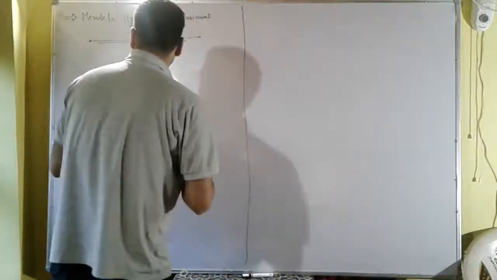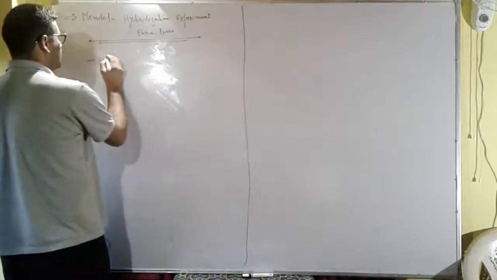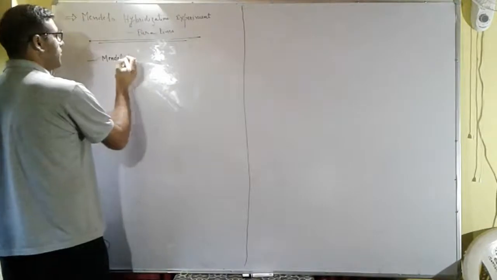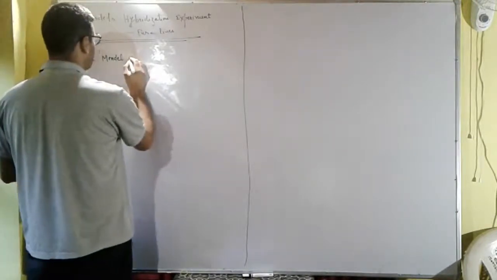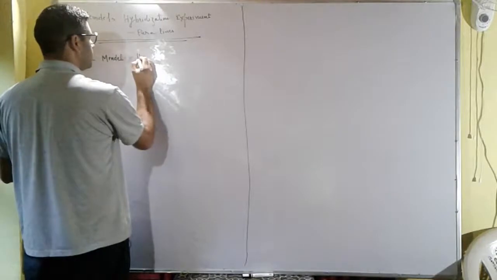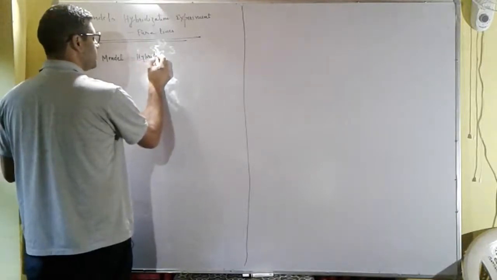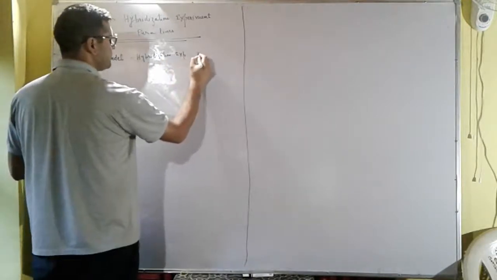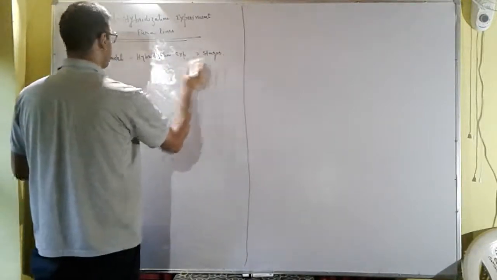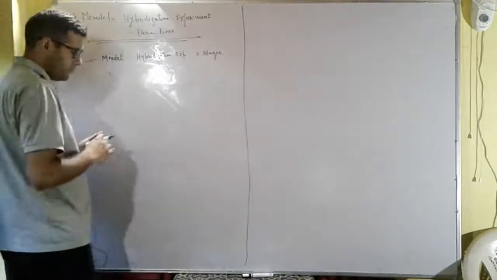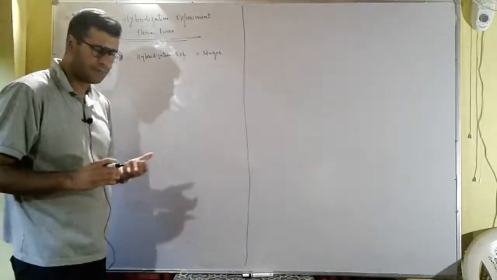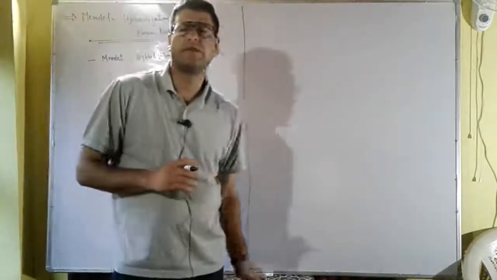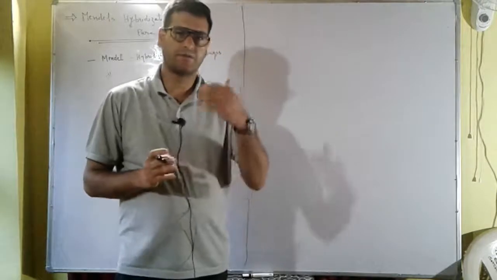Mendel performed his hybridization experiments in 3 stages. Here we will talk about Mendel's hybridization experiments with pure lines. I told you that Mendel performed his hybridization experiments in 3 stages.